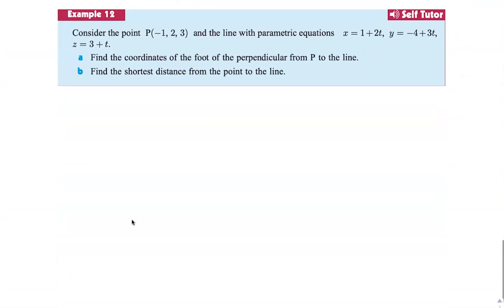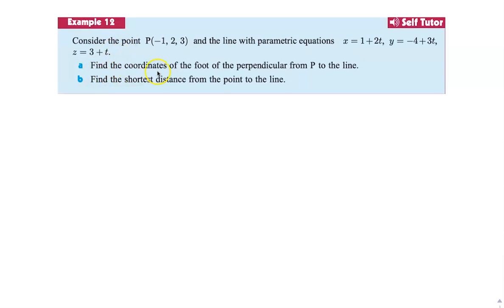Consider the point (-1, 2, 3), and the line with parametric equations x, y, and z given. Find the coordinates of the foot of the perpendicular from P to the line. That's just a fancy way of saying, we have our line here, that's my parametric equation, and we have this point P out here. We want to find the closest distance, so this right angle right there, that's the foot of it. That's what they're talking about. Find that point. And then B, find the shortest distance from the point to the line.